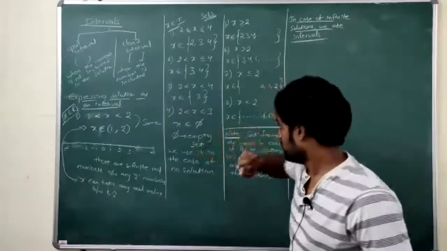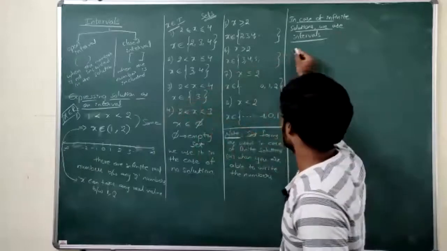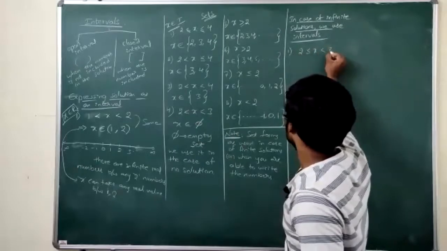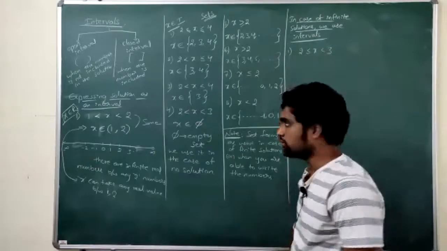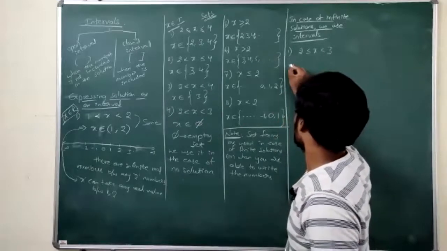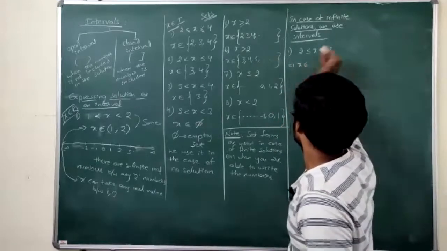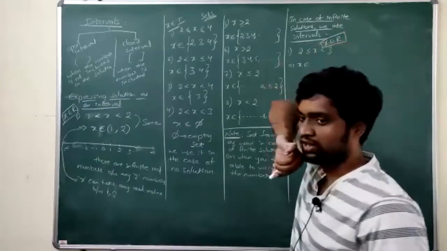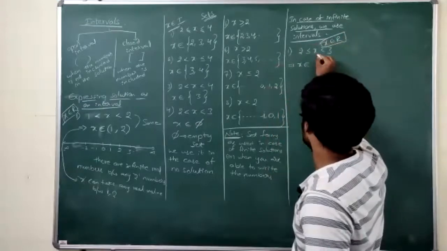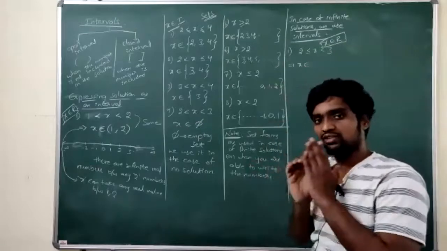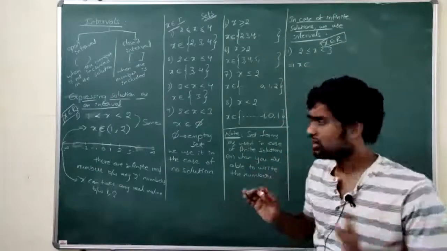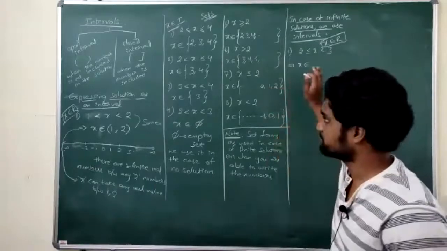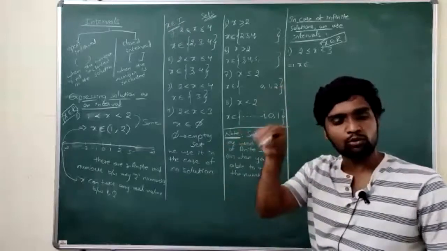Okay. Now, same question I'm going to write here. Similar one. 2 less than or equal to x less than 3. x belongs to real numbers. That's all we are talking about here. How to write this? Whenever we come across real numbers, we have to use interval form. So how to use interval form? Stepwise. After solving 3 to 4 questions, you will be able to write the direct answer.